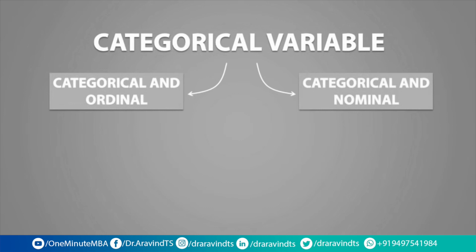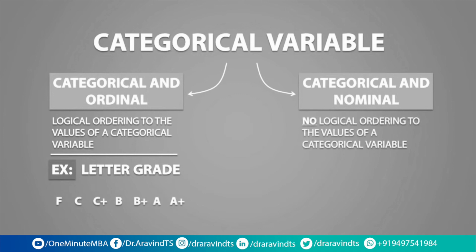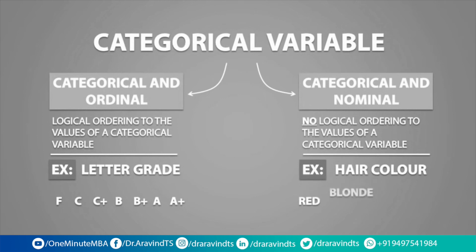Something is said to be categorical and ordinal if there is a logical ordering to the values of a categorical variable. A good example of this would be letter grade. We can logically order the values of this categorical variable from high to low, or from low to high. Now, something is said to be categorical and nominal if there is no logical ordering to the values of a categorical variable. An example of this would be hair color. Depending on our sample, we could have people with red hair, blonde hair, brown hair, or even blue hair. Although we can arrange these values in alphabetical order, there is no logical ordering with respect to the actual values itself.